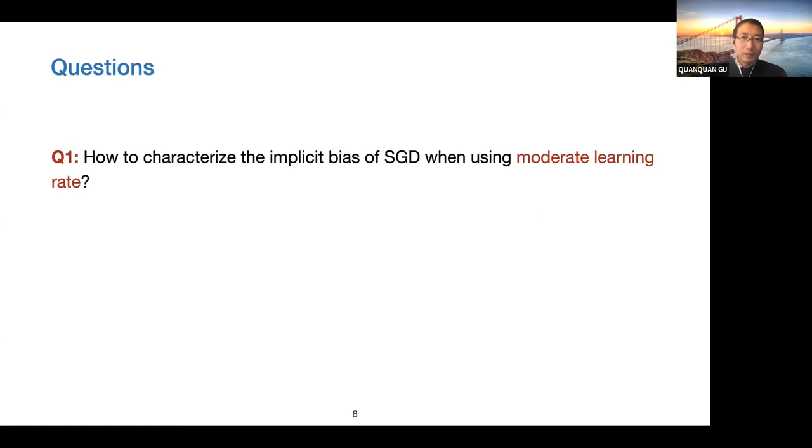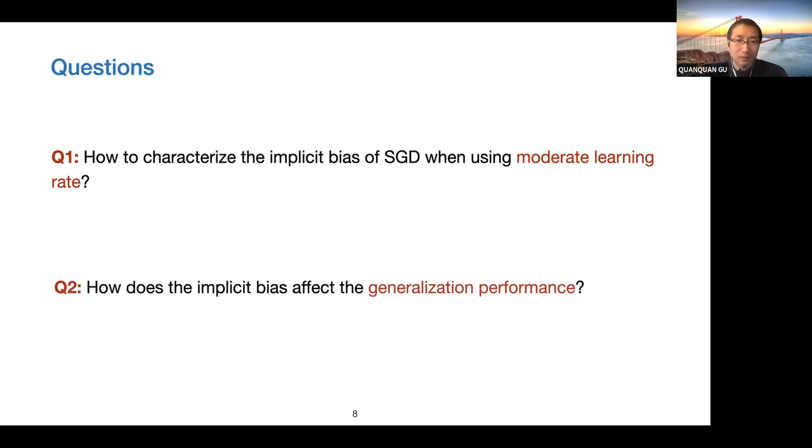So this raises two questions. The first question is how to characterize the implicit bias of SGD using moderate learning rate, because this is a question of both practical and theoretical interest. The second question is how the implicit bias of, for example, SGD affects the generalization performance, or how the implicit biases of SGD and GD differentiate the generalization performance of these two algorithms. These are the two questions we want to answer in our work. Although we cannot fully answer them in the most general setting, we can find some interesting learning problems for which we can partially answer them with some very interesting results.